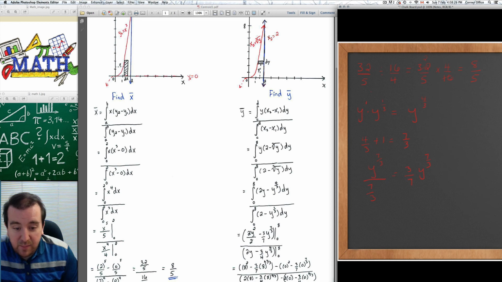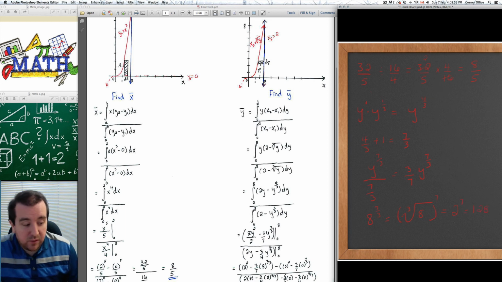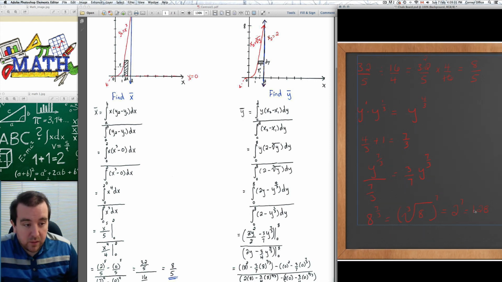Here we have what happens when evaluating something like 8 to the power 7 over 3. Well, think about what that means, right? Let's see, 8 to the power of 7 over 3. Remember, that can be written as the third root of 8 raised to the power of 7. So that's 2 raised to the 7, which is 128. Okay.